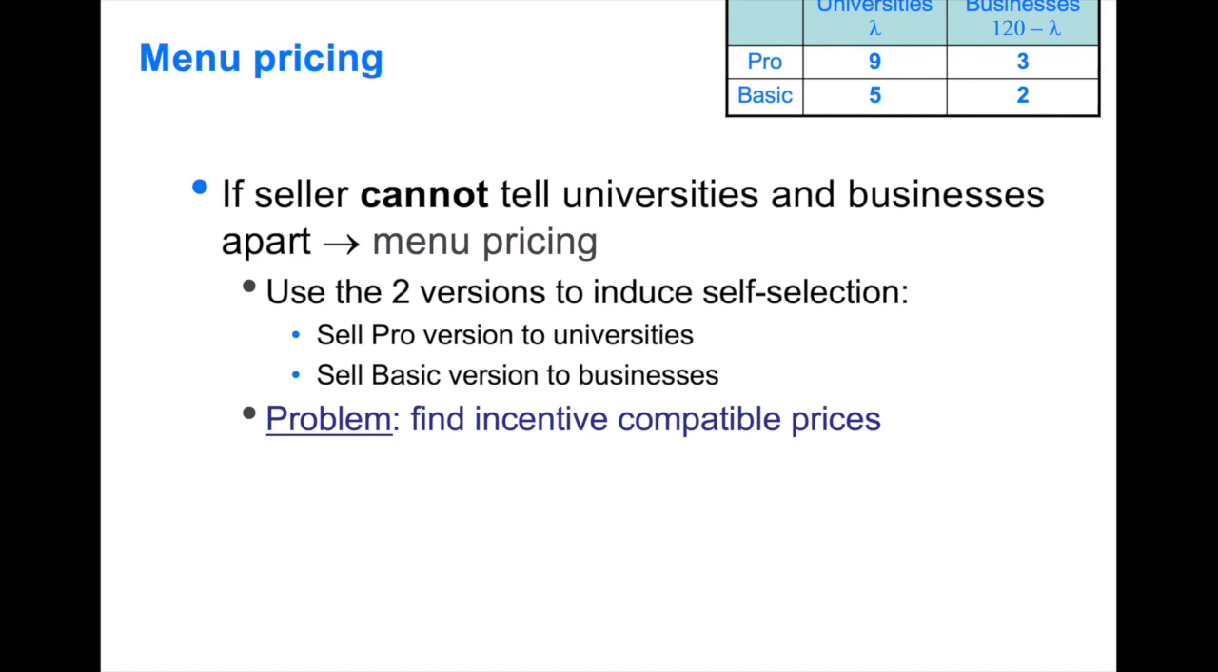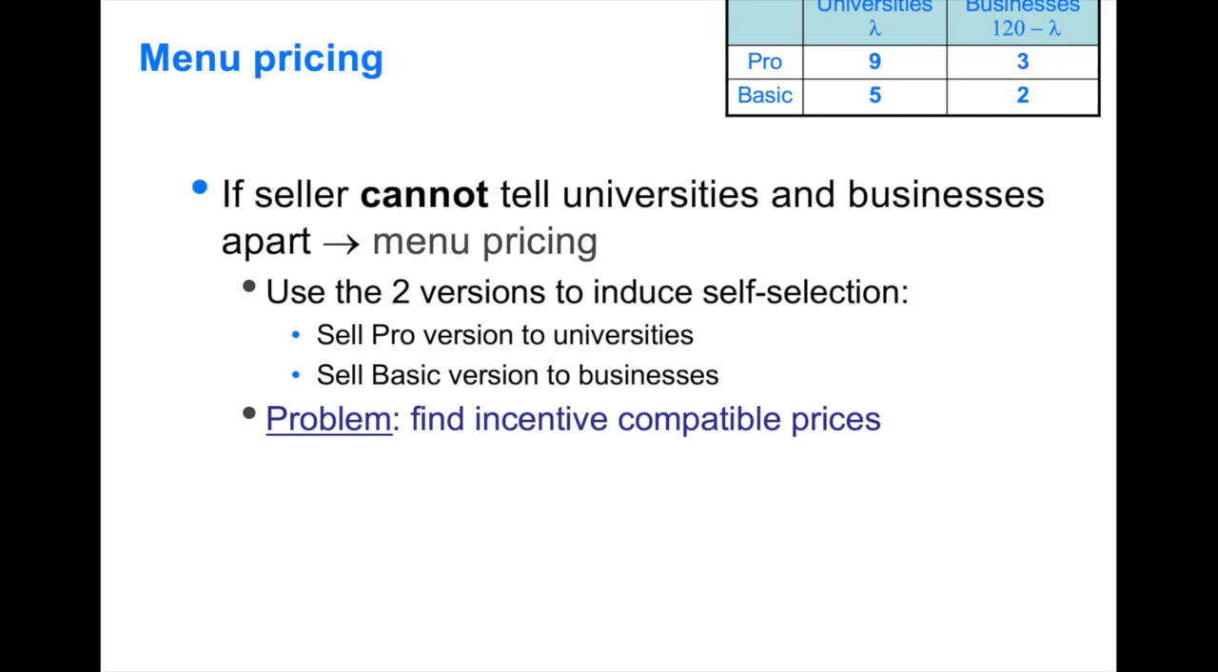The idea here is to offer two versions of the product and price them in such a way that universities will find it better for them to buy the pro version, while businesses will find it better for them to buy the basic version. So in a sense, the menu pricing will induce self-selection. Although the universities and businesses can choose any version, if the prices are chosen in the right way, they will go for the version that is targeted to them.